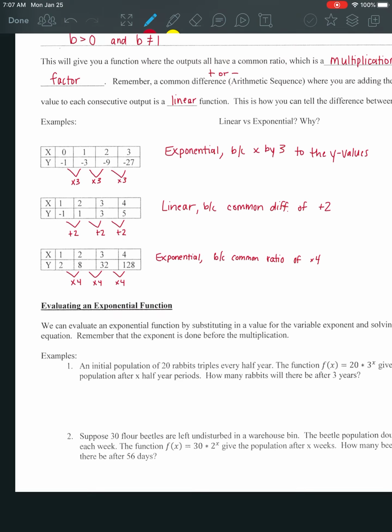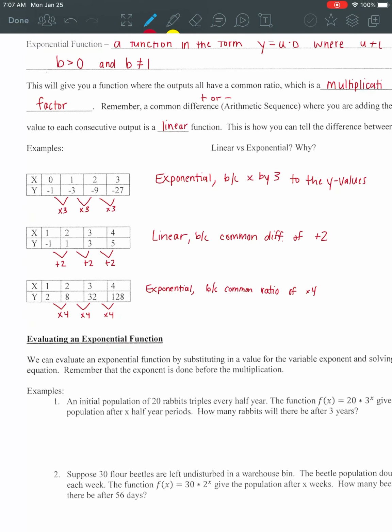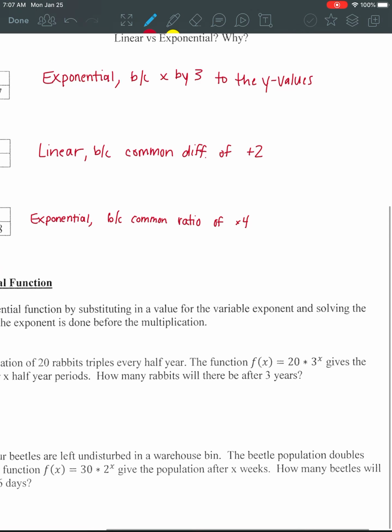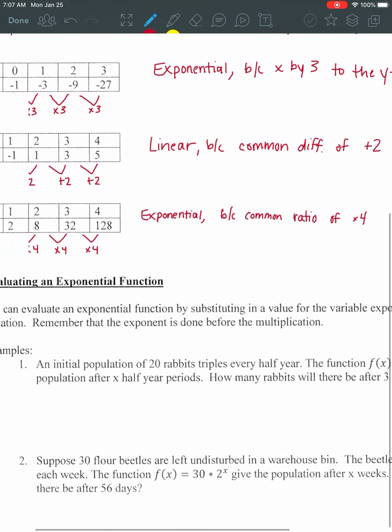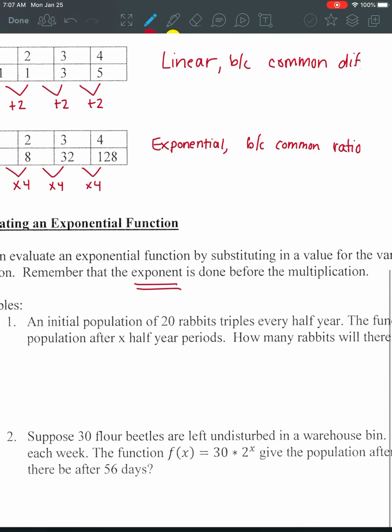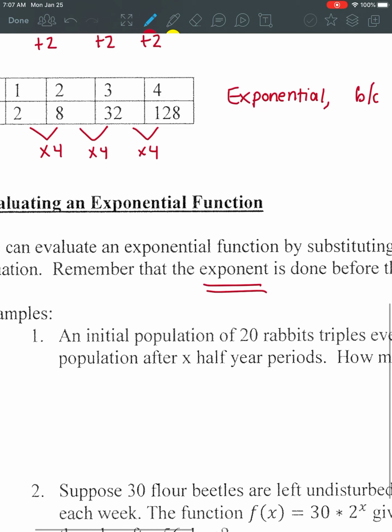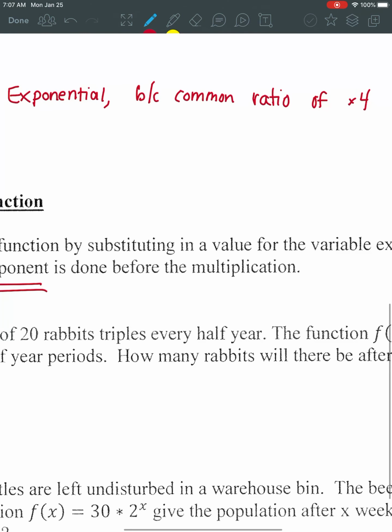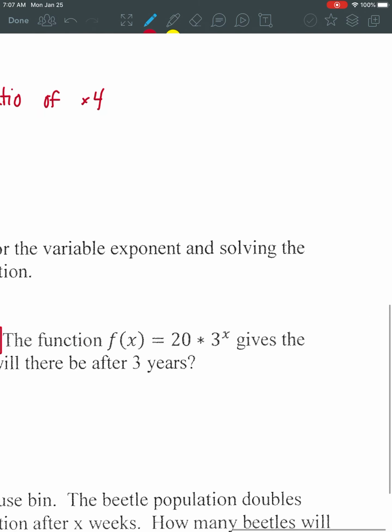All right, so let's look at some actual story problems and apply these exponential functions to real life. So we can evaluate an exponential function. We're going to substitute a value in for that variable. Remember that the exponent has to be done before we multiply. So we have an initial population. So this is our starting population of 20 rabbits. And they triple every half year.